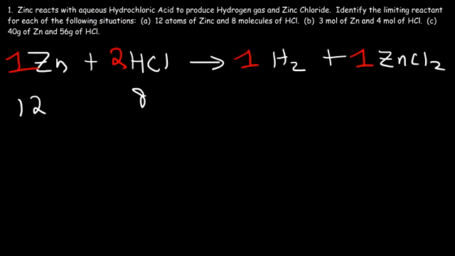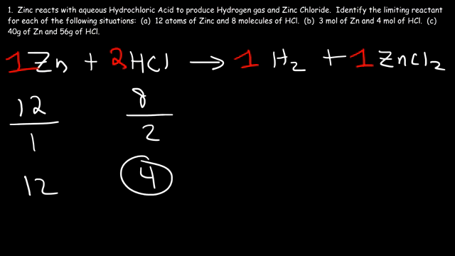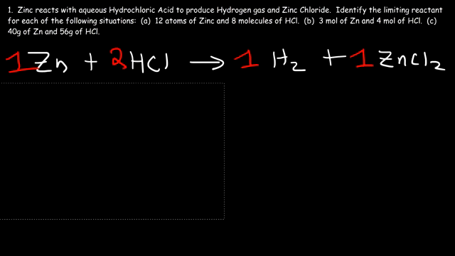So we have 12 particles of zinc. The coefficient in front of it is 1. So take 12 divided by 1. The coefficient in front of HCl is 2. So 12 divided by 1 is 12. 8 divided by 2 is 4. So HCl has the lowest quantity per coefficient ratio. So therefore, HCl is the limiting reactant. It's going to run out first in this reaction. Now, what about part B?